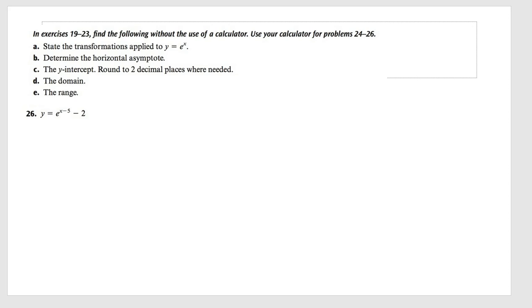Let's try another one. This time, we have another Euler's number. Remember, think about it like it's a round to 2, right? So we can see that we have a number out here by itself. We know that that means down 2. Okay. Shift. Now, we notice too that the x has a number with it. So when there's a number with the x, if it's a minus 5, we're going to say right 5, just like we did with basic functions. Okay? So those are going to be our transformations.